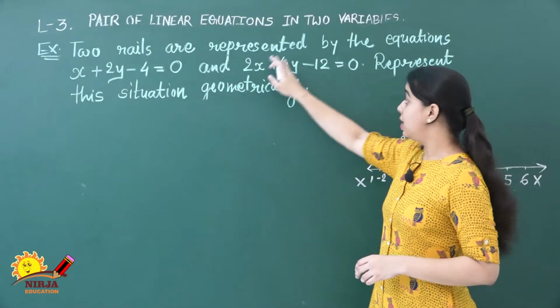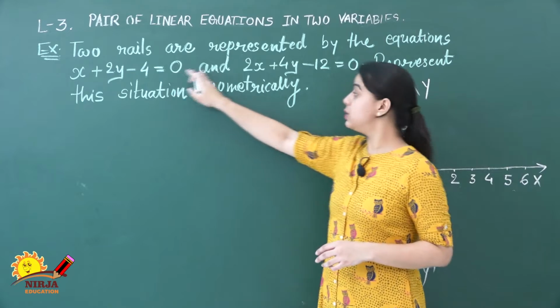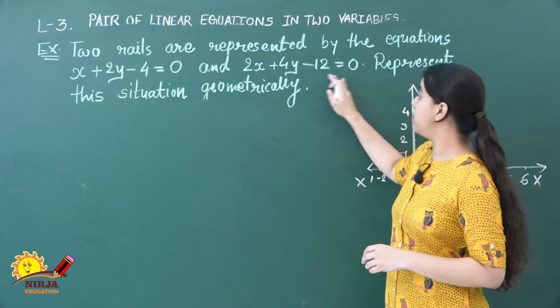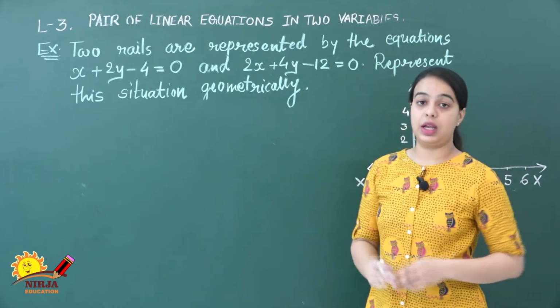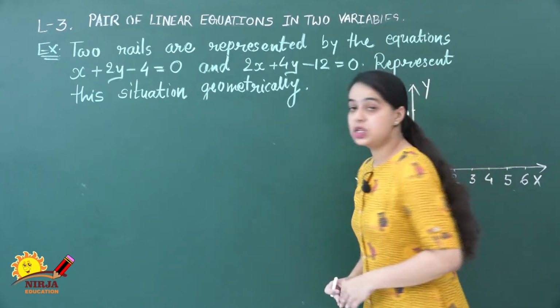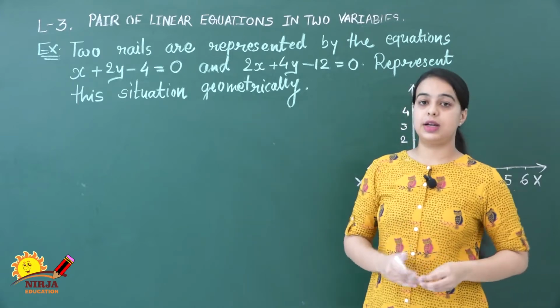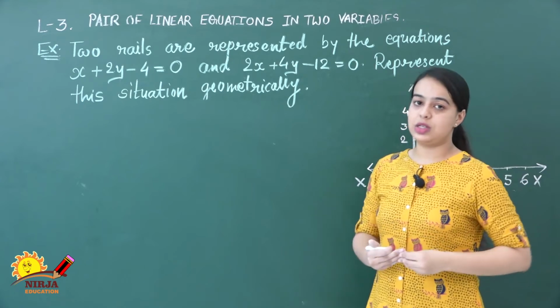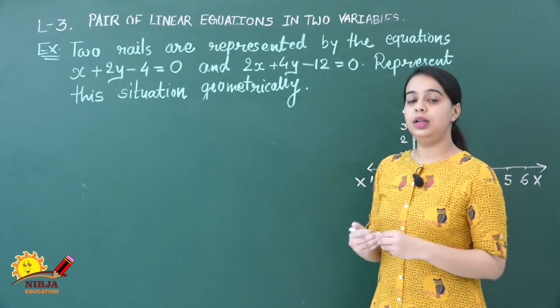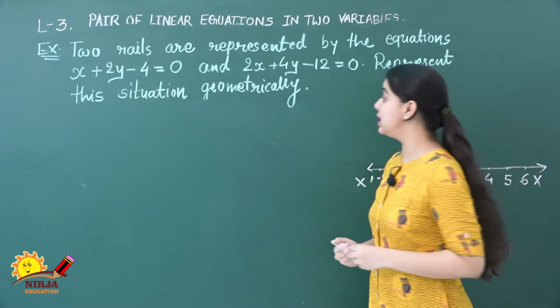Two rails are represented by the equations x plus 2y minus 4 is equal to 0 and 2x plus 4y minus 12 equal to 0. Represent the situation geometrically. Here a pair of linear equations in 2 variables are given and we need to represent that geometrically. First we need to get some solutions for the pair of linear equations. Then only we can indicate on the graph. So let's see how we can get the solution of these linear equations.